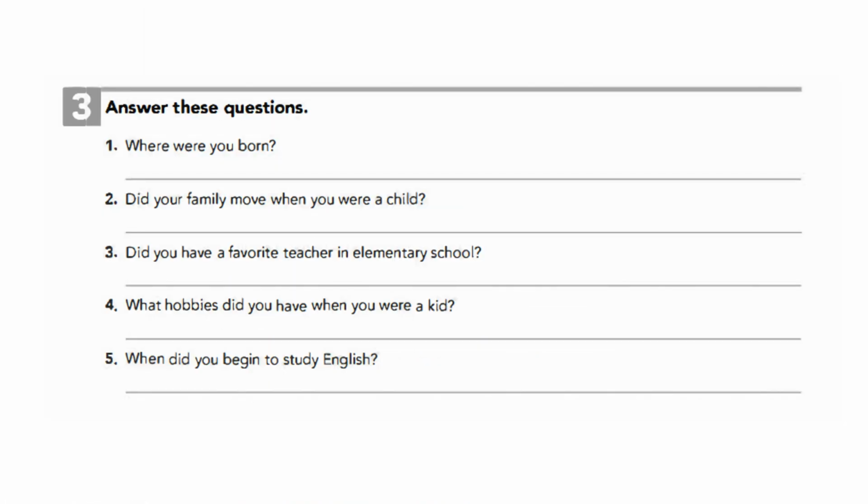Okay, so we have this speaking exercise. This is about you, okay? So you're going to answer these questions with your own information. Where were you born? Did your family move when you were a child? Did you have a favorite teacher in elementary school? What hobbies did you have when you were a kid? When did you begin to study English? Easy questions. We're going to practice the past tense here.